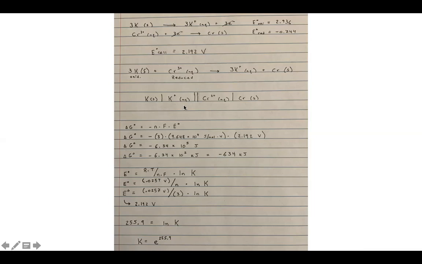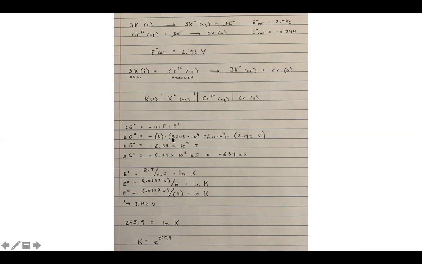Okay. Now, we wanted to find the equilibrium constant and standard Gibbs free energy. So to find Gibbs free energy, we're going to use this equation. Negative delta G naught equals negative N times F times E naught. So E naught is the cell potential we solved for above. It's that 2.192 value.